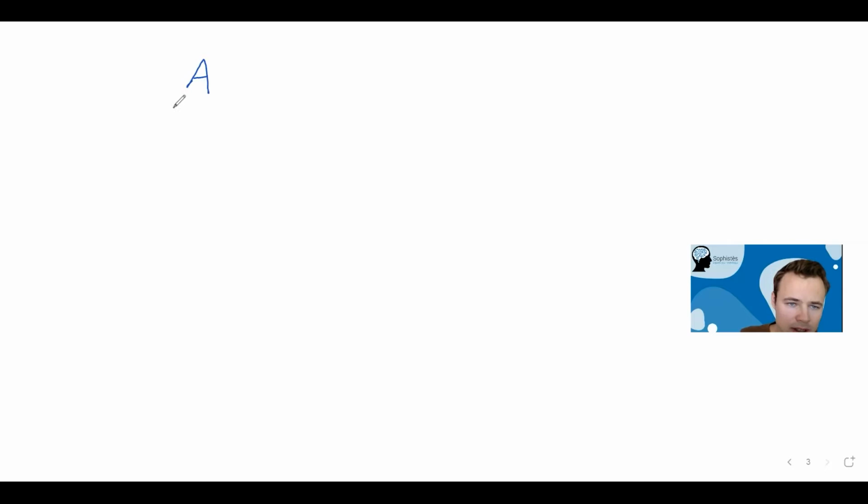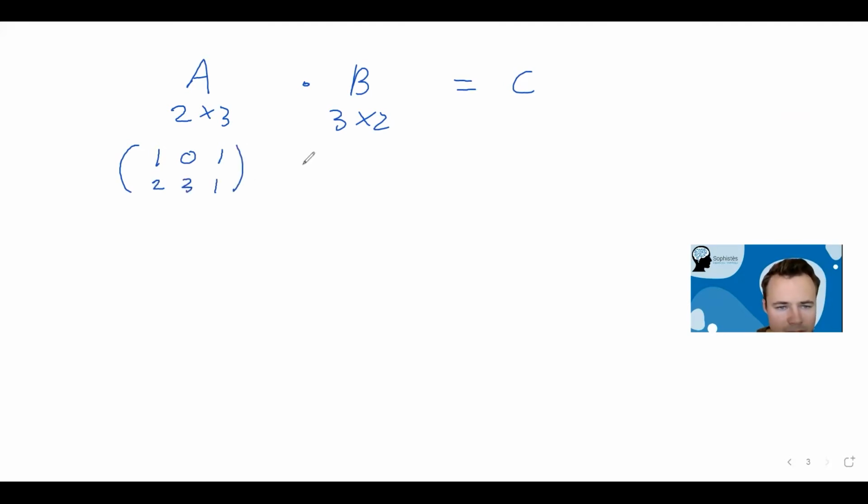Okay, let's do A is 2 times 3, and B is 3 times 2. And it will be 1, 0, 1, 2, 3, 1 for A, and 1, 0, 1, 2, 2, 1 for B. Something like this. I on purpose take low numbers so that we don't need a calculator.